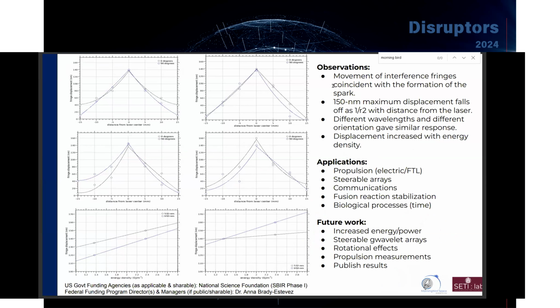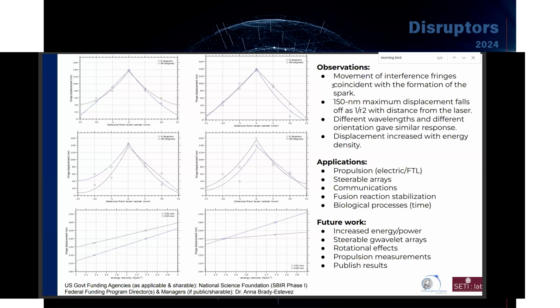displacement of the fringes due to distance away from the spark, the laser beam and the spark. What this indicates, number one, is that there's a 1/r squared type of behavior. It also indicates that there is a maximum movement.